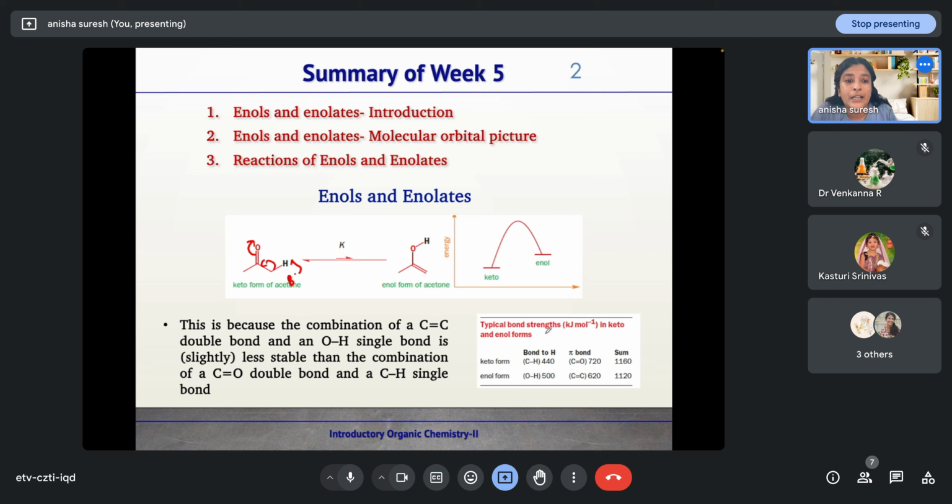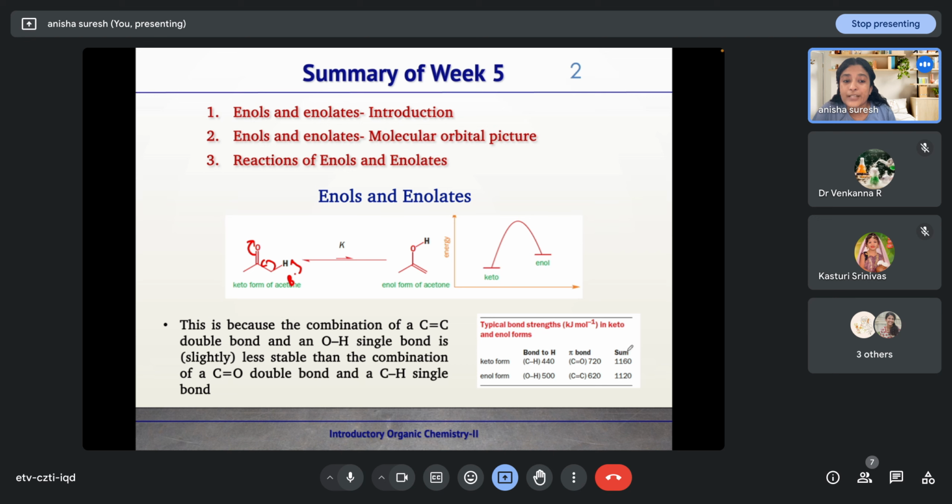and the reason for this is the typical bond strengths that we can see here. For the keto form, the CH bond has a bond strength of 440 kilojoule per mole, and the pi bond, that is C double bond O, has a bond strength of 720 kilojoule per mole. And in the enol form, the OH bond strength is 500 kilojoule per mole, and the C double bond C pi bond is 620 kilojoule per mole.